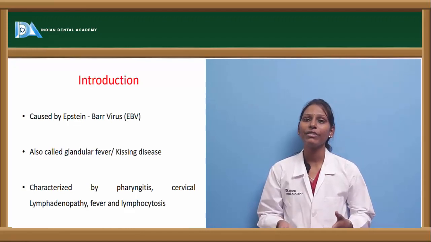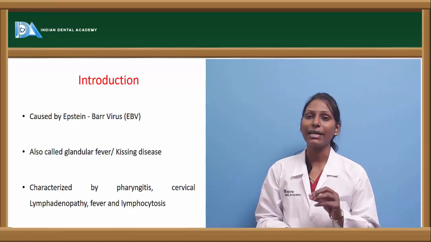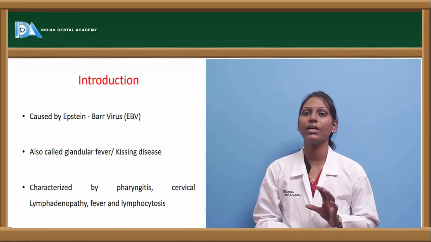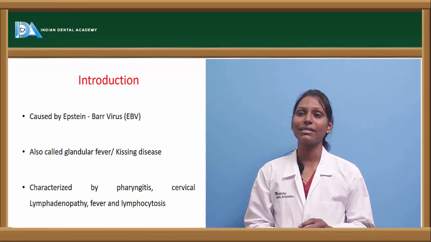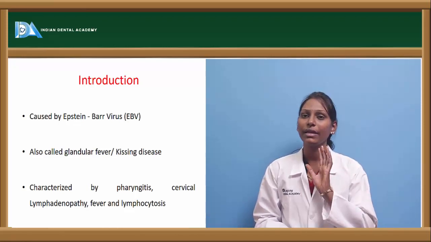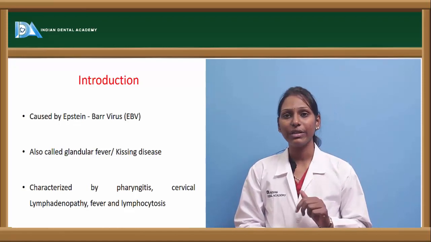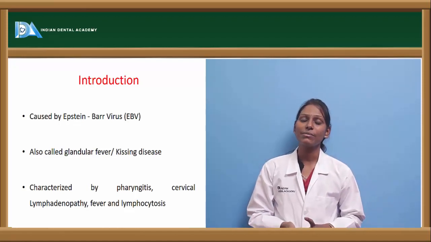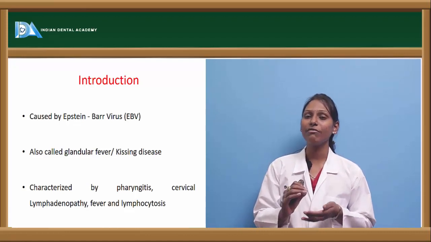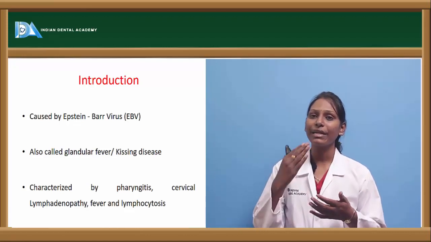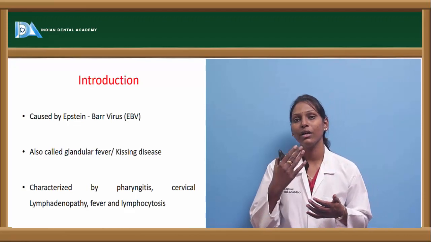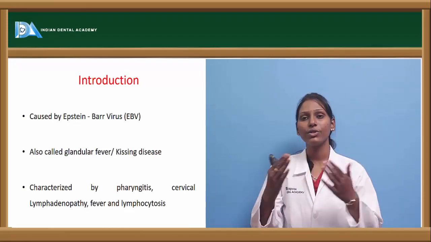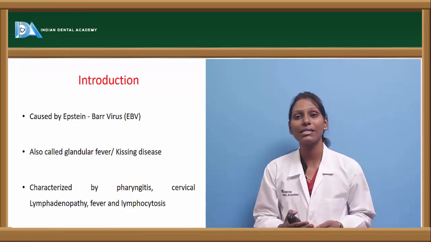It is called glandular fever because Epstein-Barr virus induced infectious mononucleosis has a characteristic condition: there will be non-tender enlargement of the lymph nodes, hence it is called glandular fever. It is also called kissing disease because, especially in younger infants, toddlers and children, the infection is usually passed from the oral cavity of one person to another while kissing, hence it is called kissing disease.